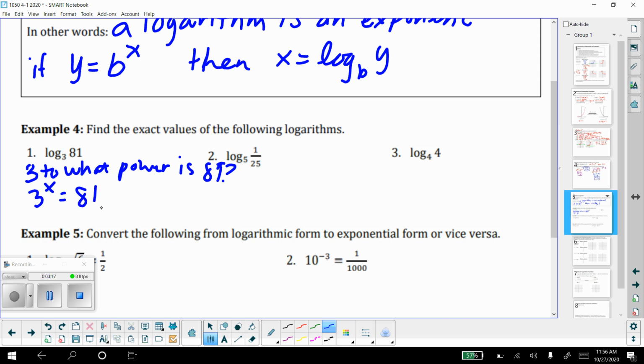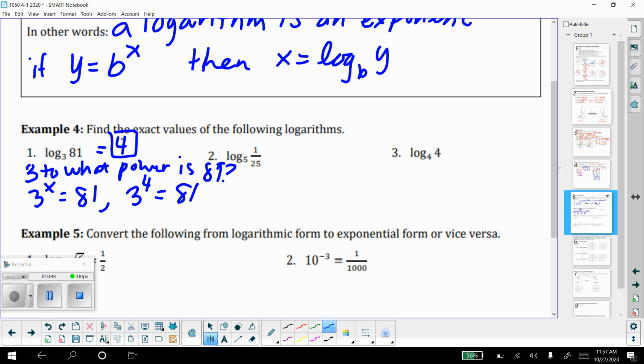So we have to think through that. 3 times 3 is 9, times 3 is 27, times 3 is 81. I think I had to multiply that 4 times. So 3 to the 4th power, that means the value of our logarithm is 4. The logarithm literally is the exponent. The exponent that makes this true is 4. 3 to the 4th power equals 81. So the value of the logarithm is 4.